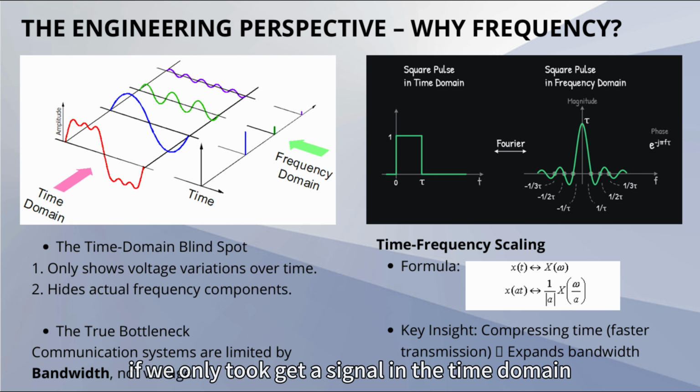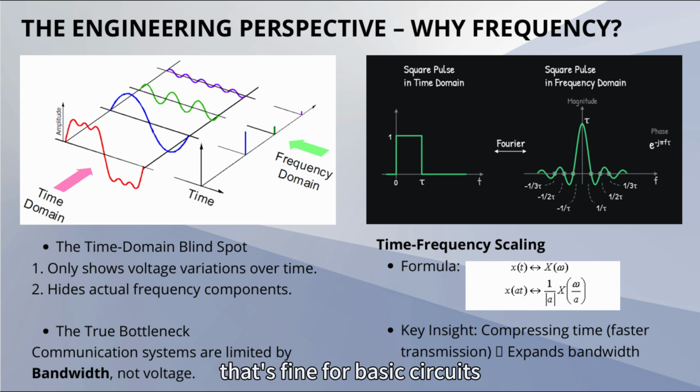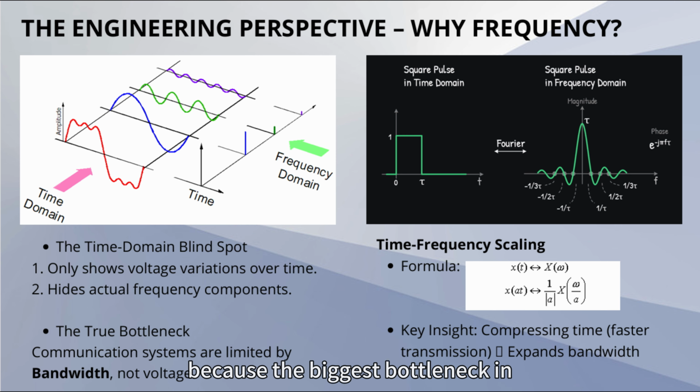If we only look at a signal in the time domain, what we see is voltage changing over time. That's fine for basic circuits, but it's a blind spot for communication systems. Why? Because the biggest bottleneck in communication isn't voltage, it's bandwidth.